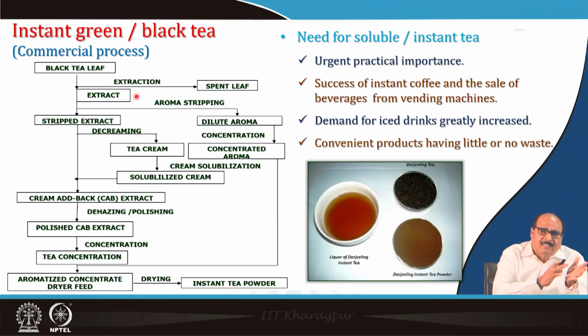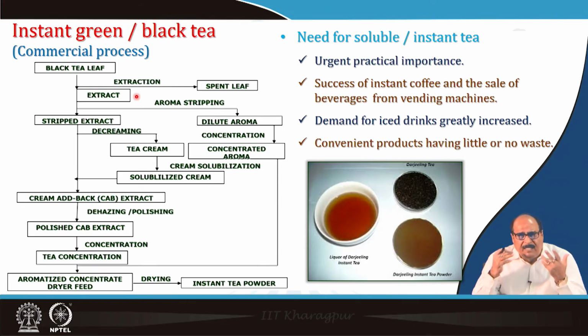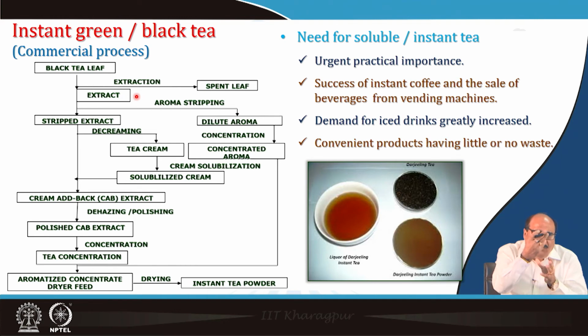Similarly, at the industrial level there are 6 or 7 columns of hot water, where water recirculates with the tea leaves in the opposite direction. It may be around 170 or 180 degrees Celsius water at high temperature. So, the water-soluble flavoring and coloring compounds in the tea leaves get extracted. That is basically the extraction. This extract is taken, and the spent leaf is used as manure or for other purposes.